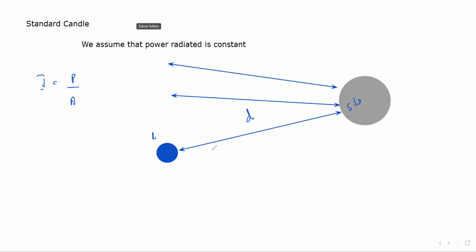So intensity can only be calculated as how much power is coming on a unit area. And in a standard candle, we assume that the radiation or the power emitted from the star is constant. So what will it make? It will make a perfect sphere. So intensity will be equal to power divided by 4 pi d squared. And what is d? d is the distance between earth and that star.